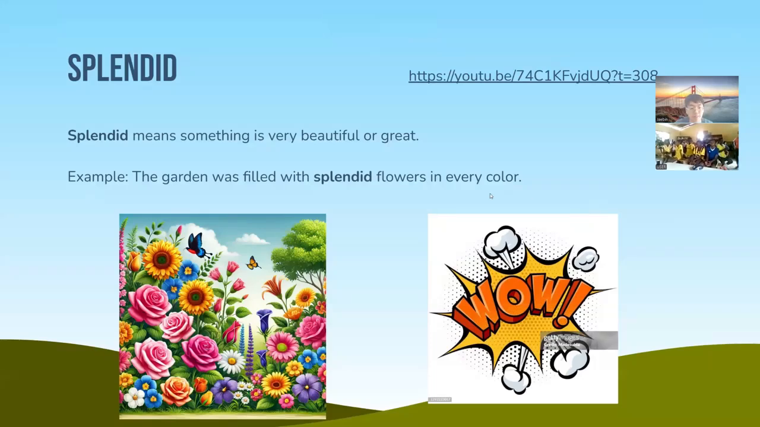Splendid means something is very beautiful or great. For example, the garden was filled with splendid flowers in every color. So this is kind of like the picture of a splendid flower. And yeah, it means very great and amazing. So here is how it is used in the story.